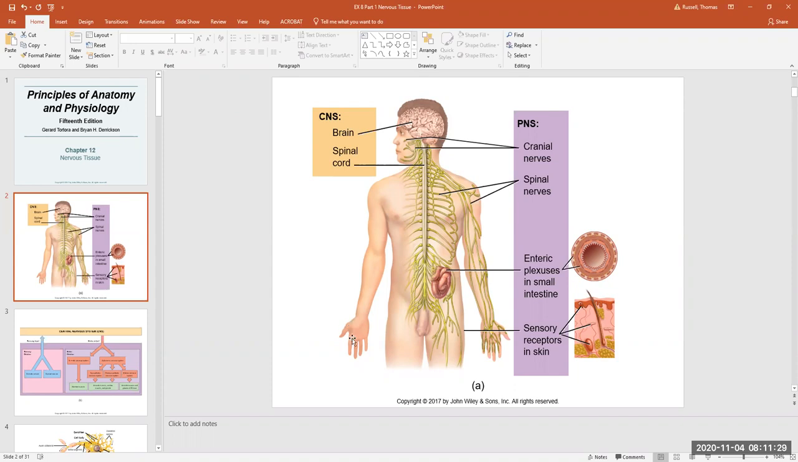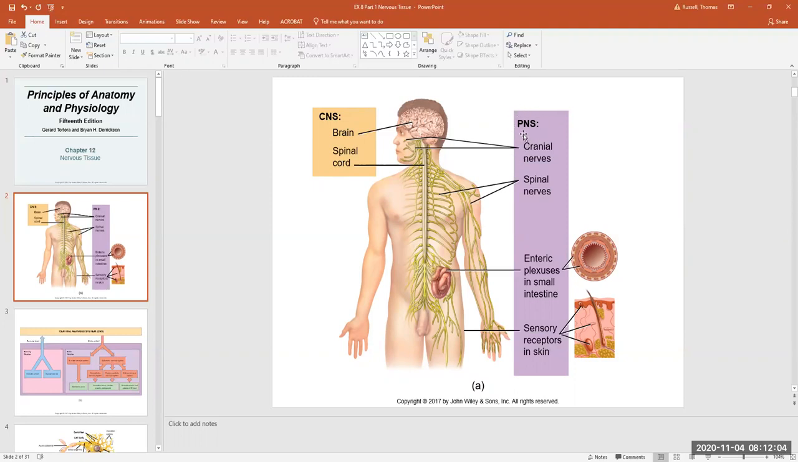So ultimately, the nervous system is composed of two basic parts. One part, called the central nervous system, or the CNS, is only composed of the brain and the spinal cord. The central nervous system is central in our body. So the rest of the nervous system includes all of the nerves that run through the body. All of those nerves running through the body are part of what we call the peripheral nervous system.